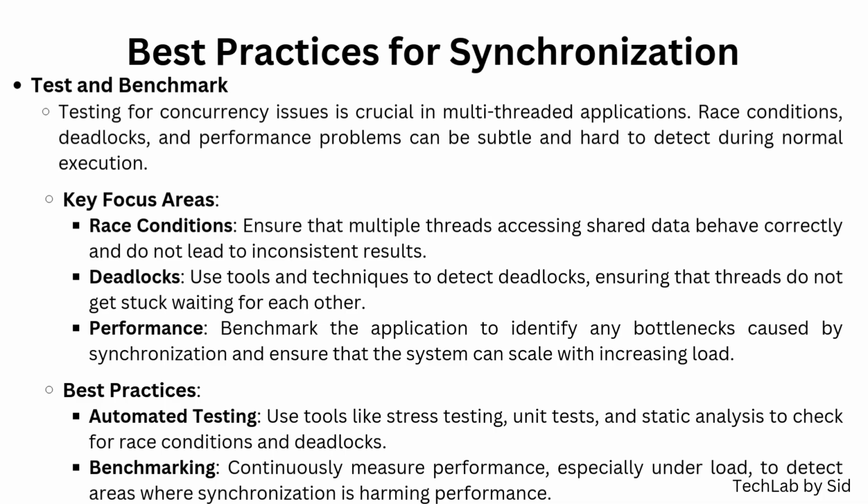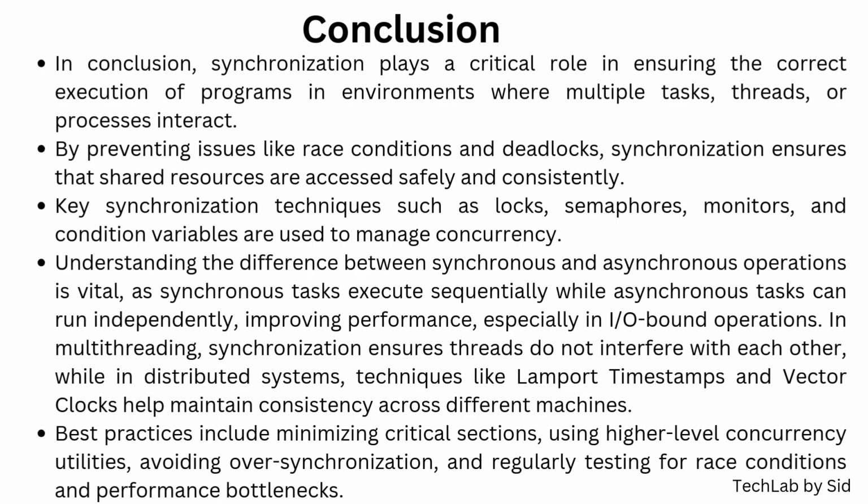Best practices include automated testing using tools like stress testing, unit tests, and static analysis to catch race conditions and deadlocks early. Also, regularly benchmark the application under load to detect performance issues and ensure the system scales efficiently as traffic increases. In conclusion, synchronization is essential for ensuring the correct execution of programs in environments where multiple tasks, threads, or processes interact.